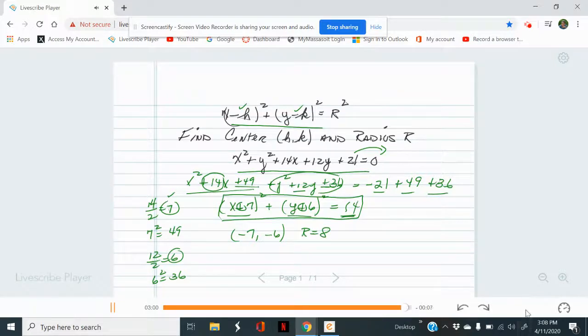So once again, you'll never have to do this. I just wanted to show you an application where completing the square does come in handy.